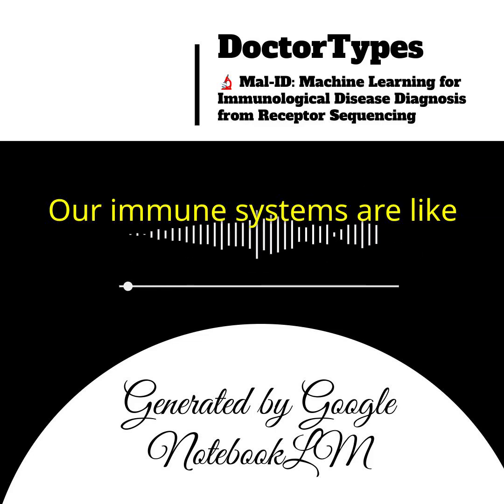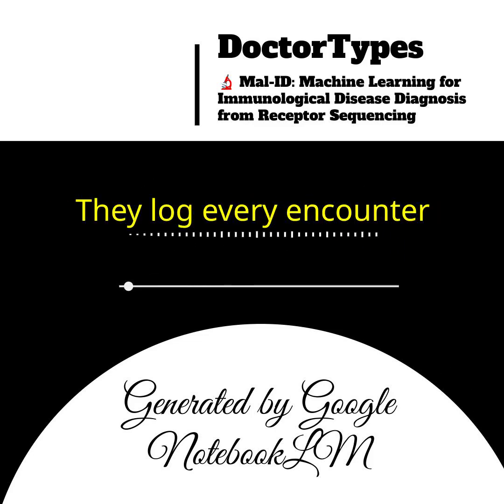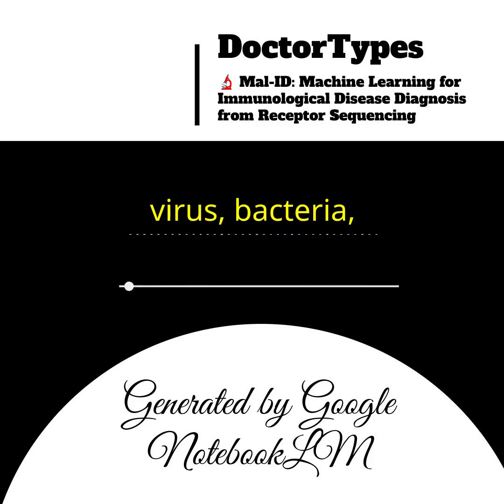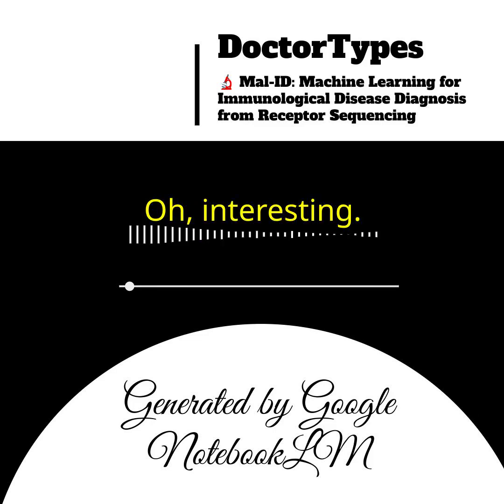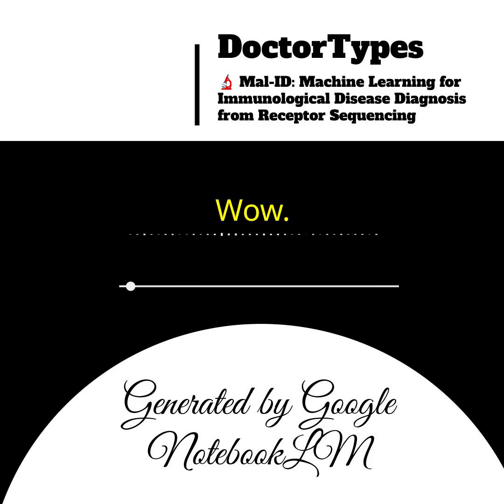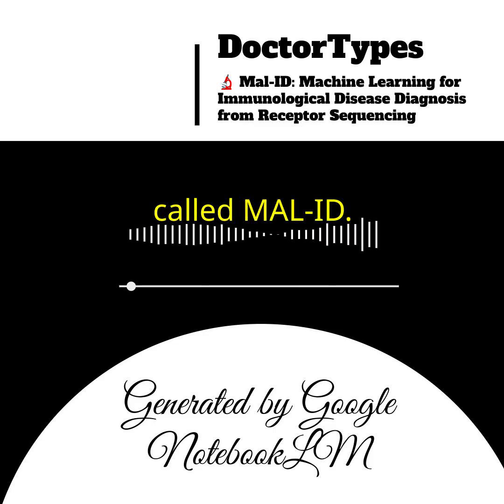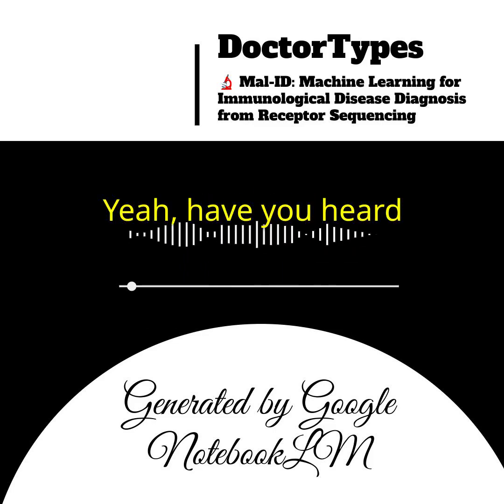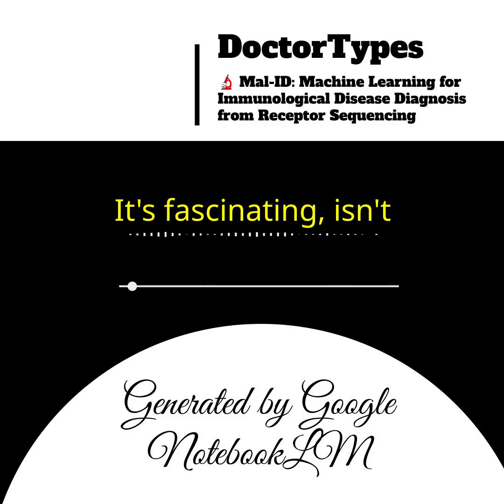Our immune systems are like record keepers. They log every encounter with a virus, bacteria, a vaccine, and scientists have figured out how to read these records. It's a new method called MAL-ID. Mal-ID. Have you heard of it? I have, yeah. It's fascinating, isn't it?